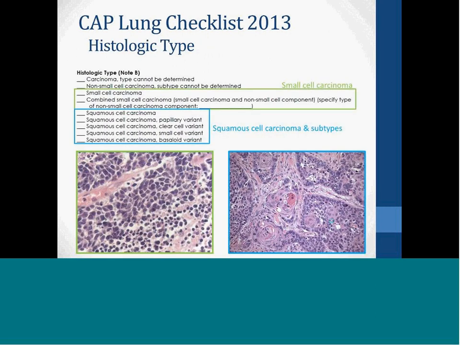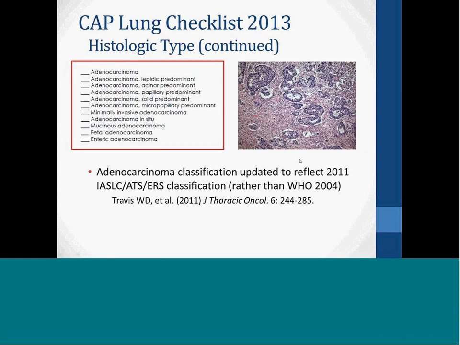Moving through the other tumor characteristics, histologic type: some elements have changed, which I'll talk about in a minute. But small cell carcinoma and squamous cell carcinoma elements have not changed, and you can see them listed here. Adenocarcinoma, as I mentioned previously, is the main element that changed under histologic types. And as I've mentioned, whereas the previous checklists had been based on the WHO 2004 classification, the most current checklist has been updated to reflect the IASLC, ATS, ERS revised classification that was released in 2011.